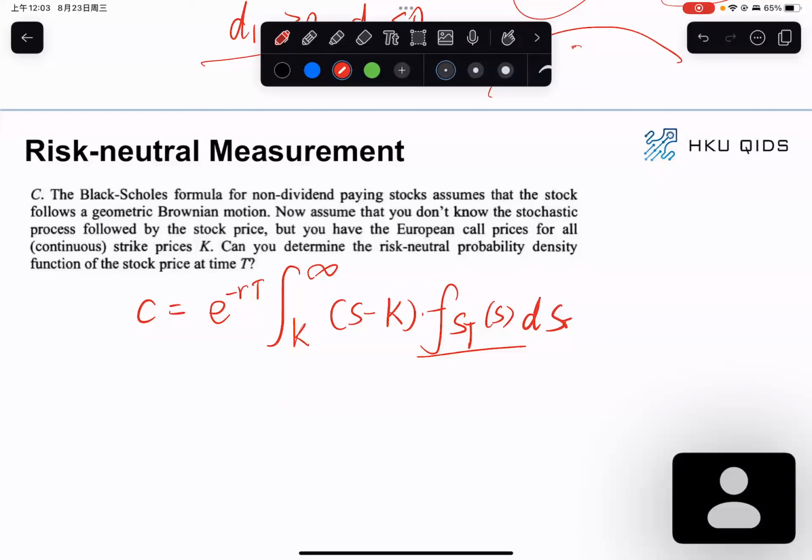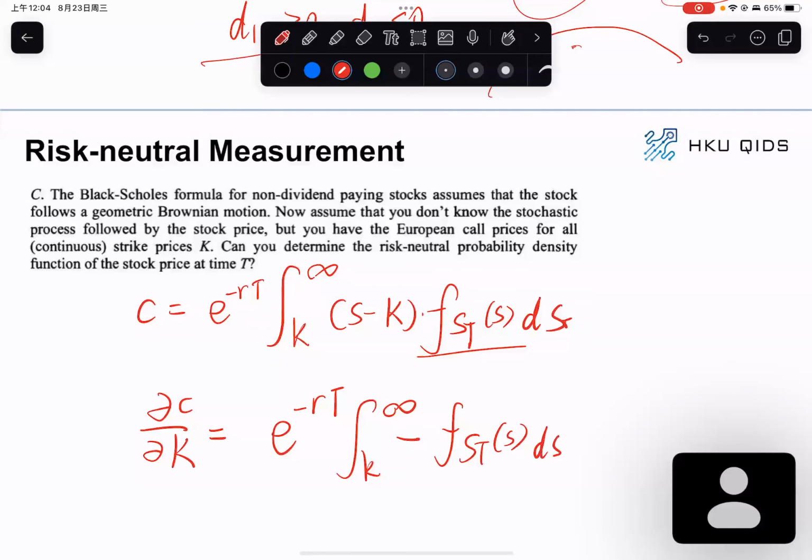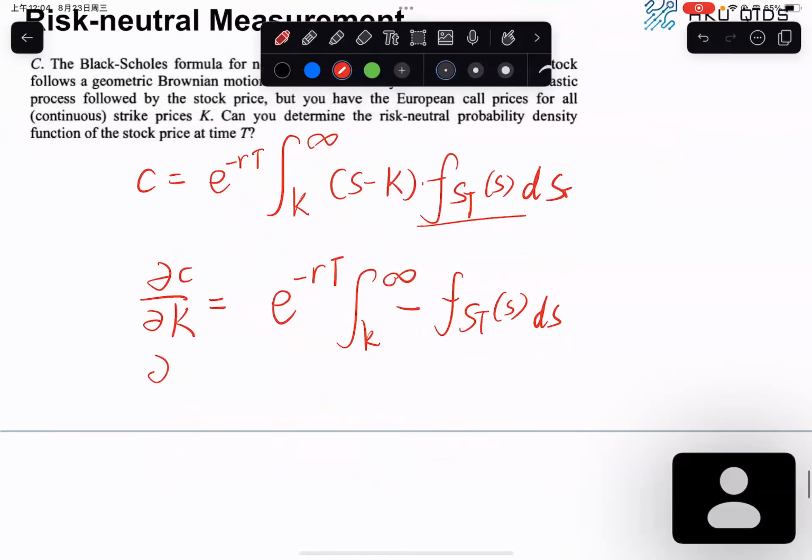And taking the first and the second derivative of C according to K, you are going to have this thing: e^(-r tau) integral from K to infinity. And this is just a negative, so it is just negative f(S_T) dS. And how about the second derivative? The second derivative is just e^(-r tau) f(S_T). It is going to become, and so we only have one here, so it will become K.